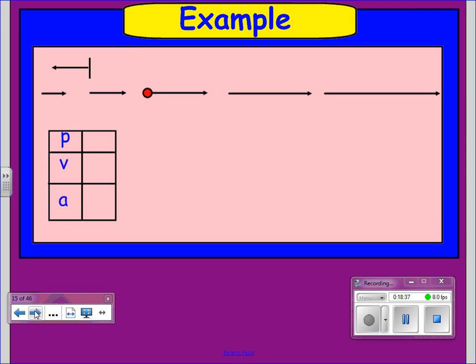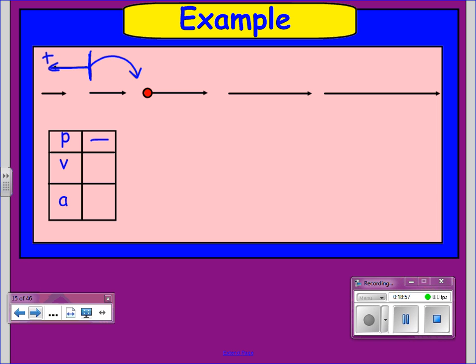Let's look at this example. First of all, notice that my reference arrow has changed direction. The reference arrow has the origin here, and everything to the left is actually positive. So what would be the sign of my position? My position would actually be negative, since it's starting behind the origin, or in the negative region.